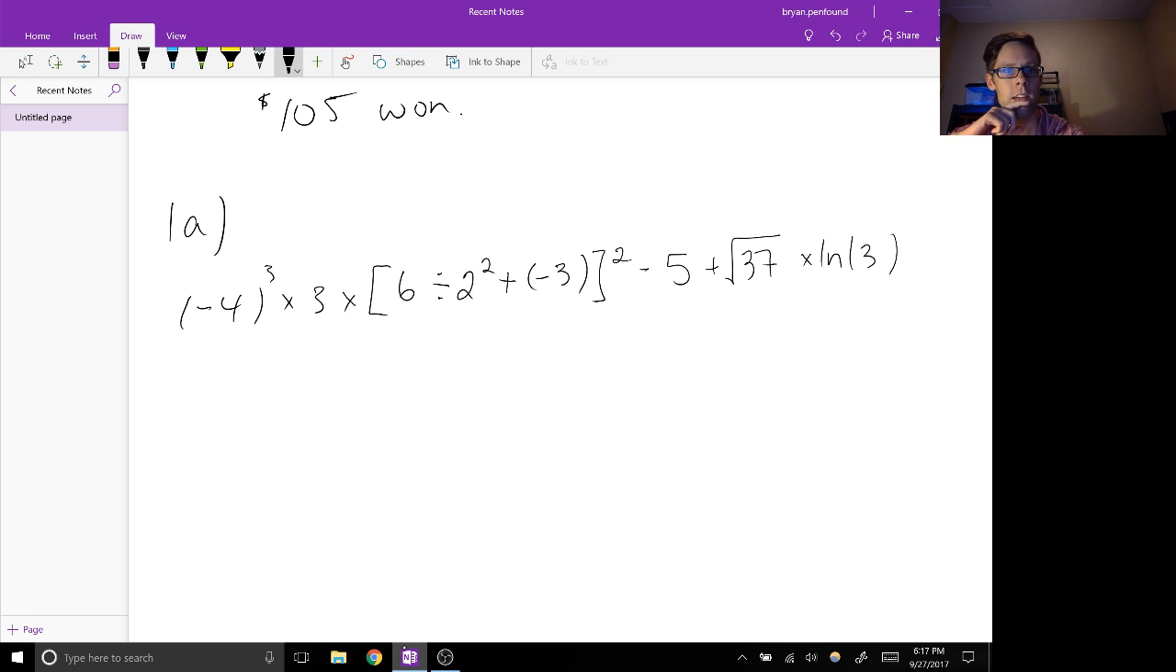So let's see. What I typically do is I try to look for the pieces that are all held together by multiplication and division. So for example, all of these pieces here are held together with multiplication, and these pieces over here are also going to be held together with multiplication.